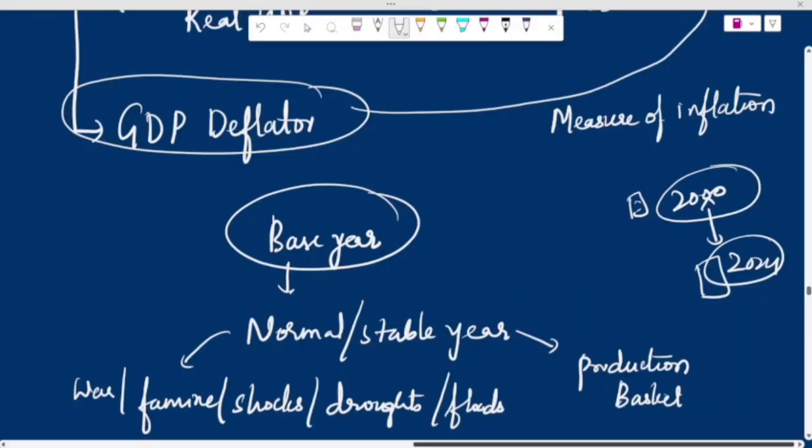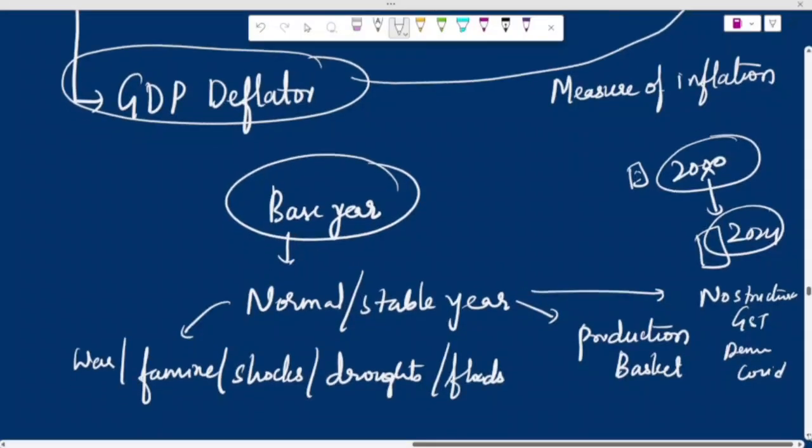So we also will be seeing that in the unemployment or poverty topic, how they will be measuring unemployment or poverty. We will be seeing that if it is a recent production basket, it will be fine, and no structural changes in the economy. For example, demonetization, GST introduction, then COVID, these structural changes should not be there, then that year is called the base year. Fine.